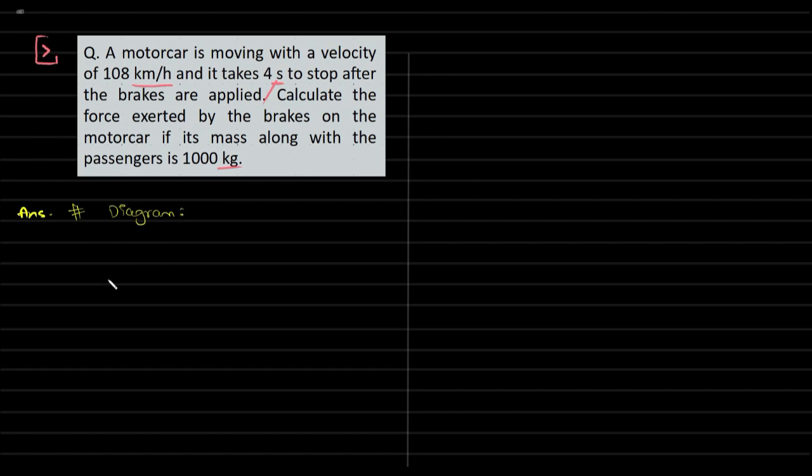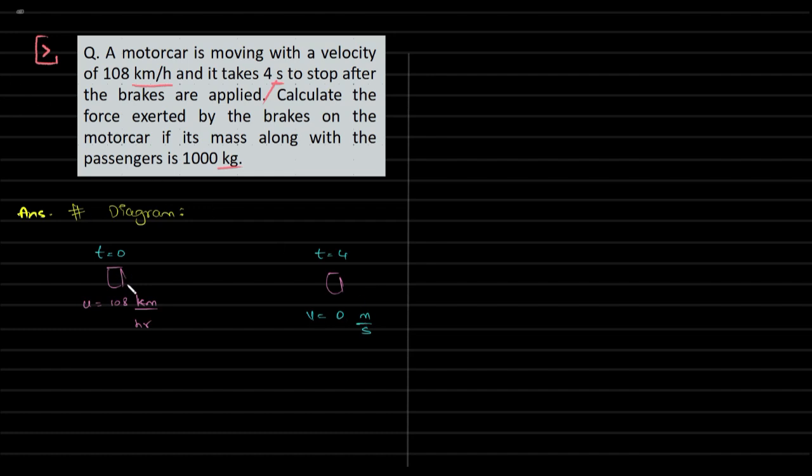So what is it that we are looking at? We have a motor car moving with a velocity of 108 km per hour. It's not meter per second, it's kilometer per hour. And it takes 4 seconds to stop. Okay, this is what they mean. This is time 0. This is time 4. The object comes to a halt at the end of 4 seconds. So this is 0 meter per second. Rest is nothing but, stopping is nothing but the final velocity is 0.